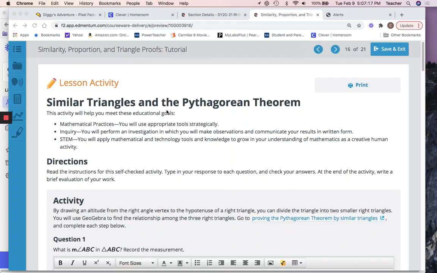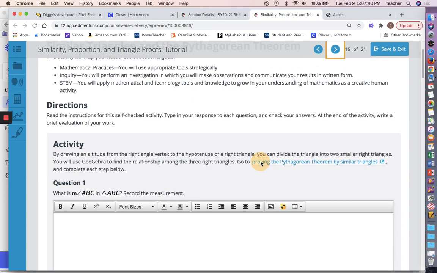Alright, you guys, so we're back on slide 16 of Similarity, Proportion, and Triangle Proofs. This one's called Similar Triangles and the Pythagorean Theorem. Well, if you do not remember the Pythagorean Theorem, oh my goodness, I'm not even sure what to say except that it's a squared plus b squared equals c squared. Alright, so let's see what is going on here. So I'm going to click on my activity.